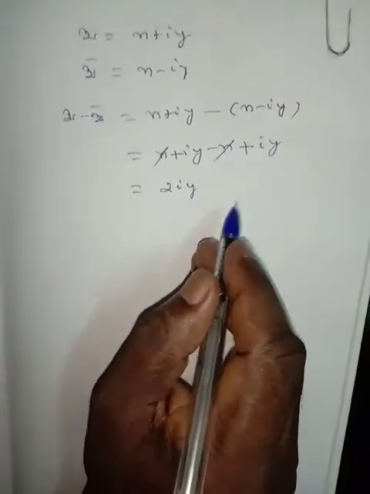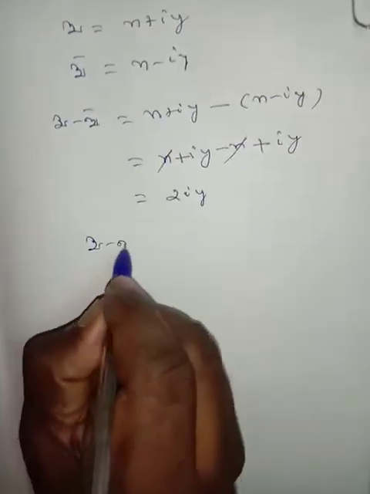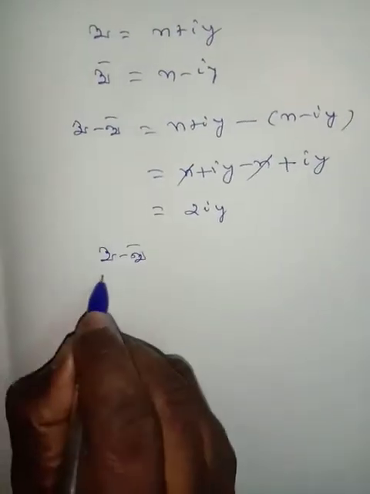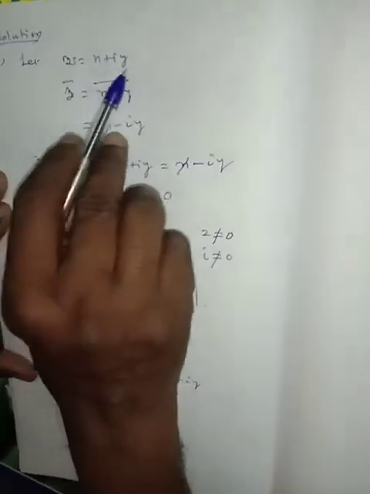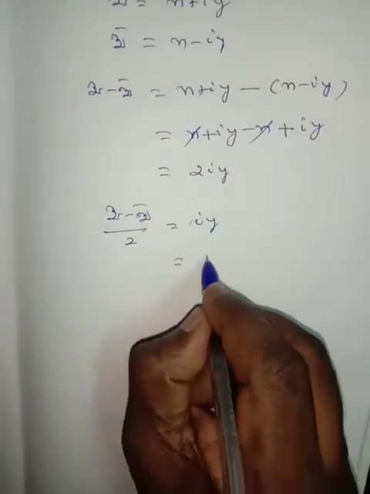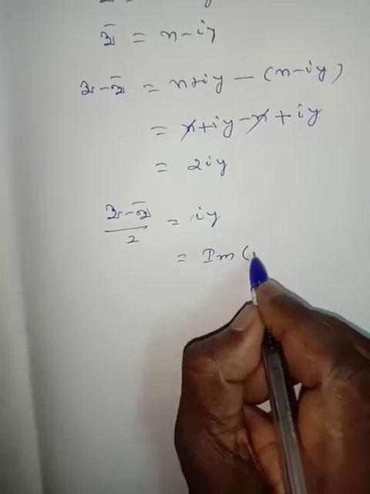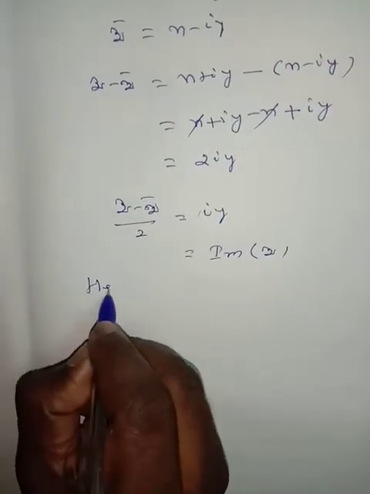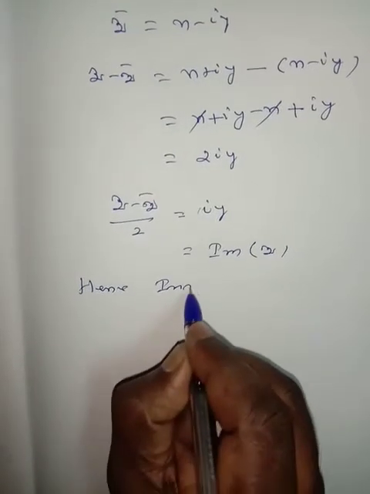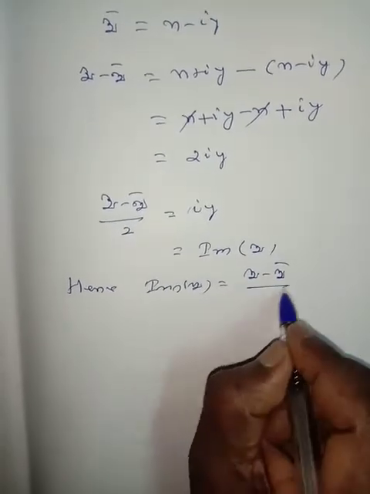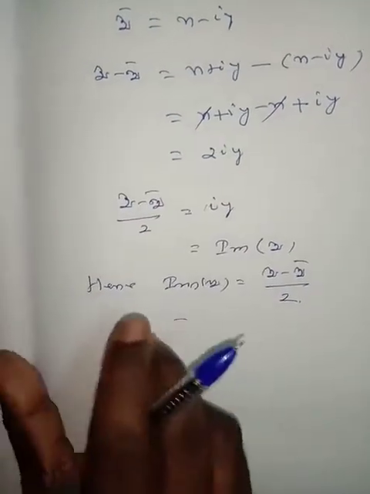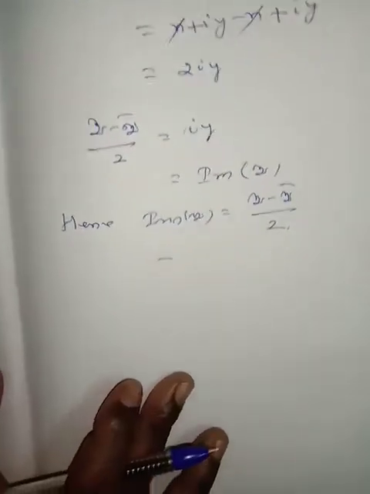Now divide through by 2 on both sides, we get (z minus z bar) by 2 is equal to iy. iy means the imaginary part of z. Therefore, this means imaginary part of z. Hence, imaginary part of z is equal to z minus z bar divided by 2. Sum is over.